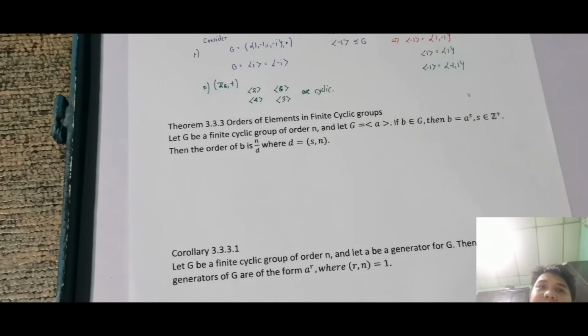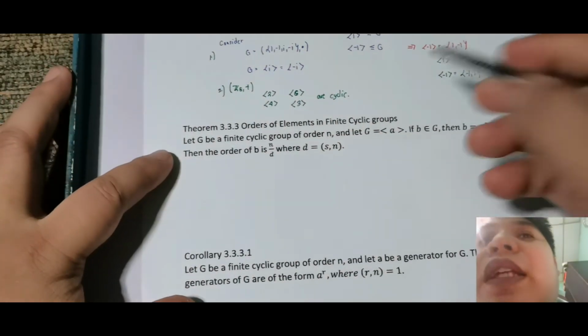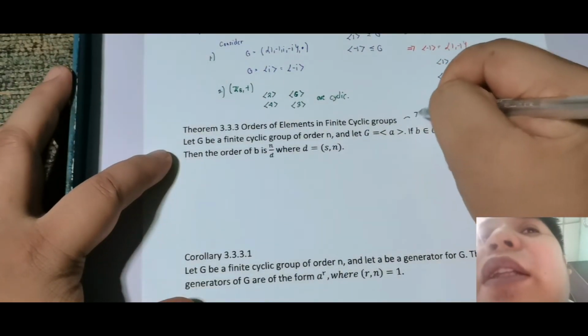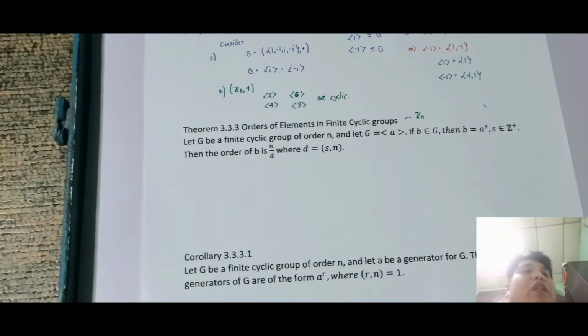Generator si 1. Okay, so si C sub n yung isa sa pinaka-example, best example ng finite cyclic group. So, example ng finite cyclic group natin, best example natin dyan is si C sub n. Okay, kasi nga, sure akong yung generator niya is 1, regardless of any value of n, regardless ng kahit anong value ng n.